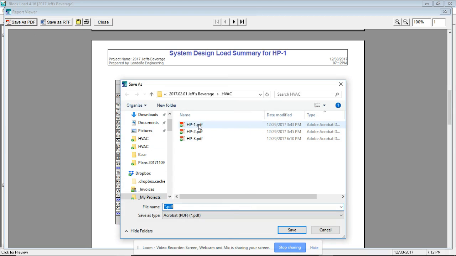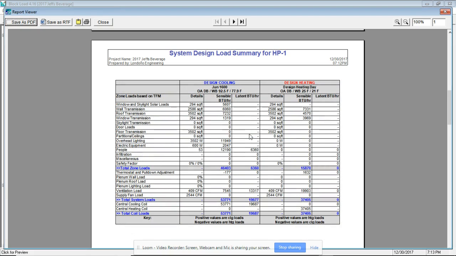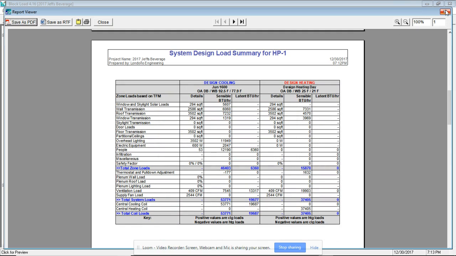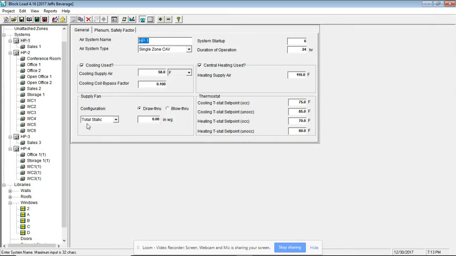If you remember, we copied this from a different project that already had an HP1, but I'm going to override it with this one. See, this already exists. Are you sure you want to override it? The answer is yes. Always being careful that I'm in the right folder and I'm not overwriting something on a separate project. Done with that.